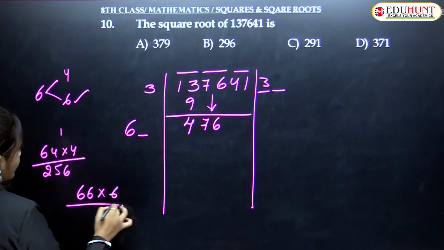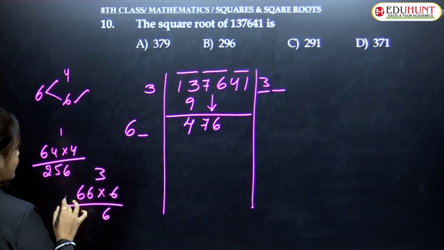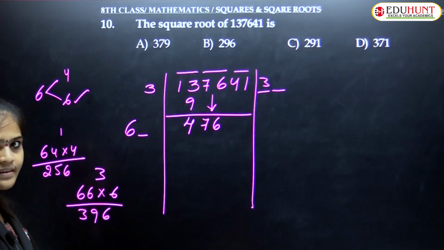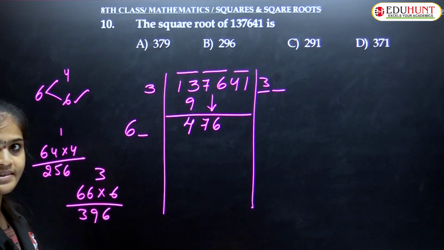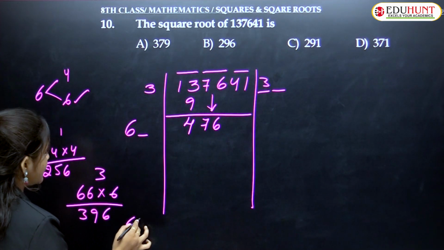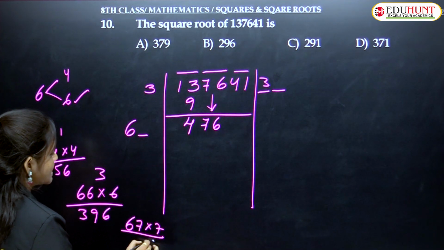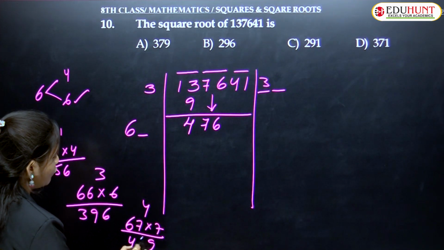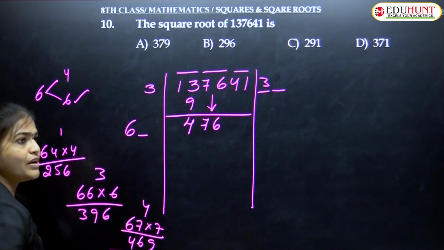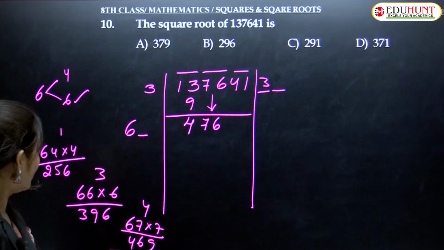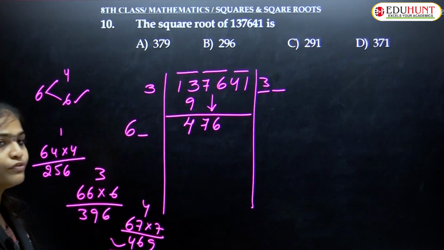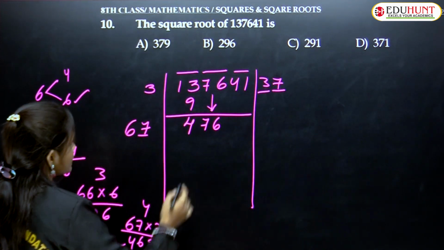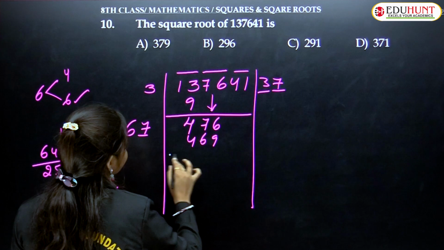66 into 6. 6 sixes are 36. Again 6 sixes are 36 plus 3 is equal to 39. 396. Okay, still one more chance is there. Just check that. So 67 into 7. 7 sevens are 49. 7 sixes are 42 plus 4 is equal to 46. Because here directly we are not getting that one as a perfect square. So in such cases you have to go for 67 into 7, which is equal to 469.